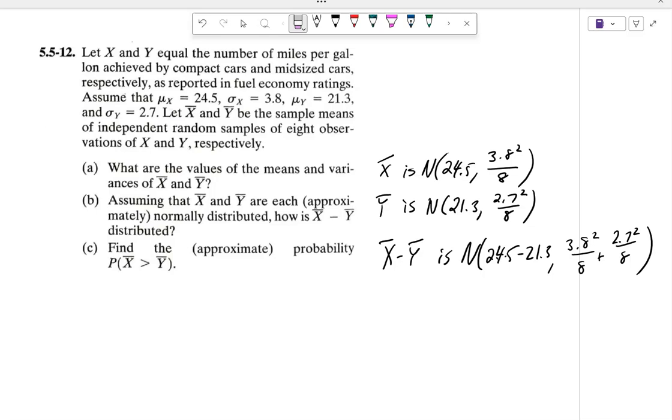All right. The whole point of that problem, the whole point of part B is that linear combinations of normal distributions are still normal. That's the whole idea. Finally, on this last one, if you want the probability that x is greater than y, what would you do?